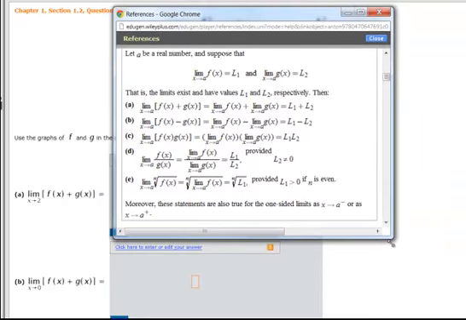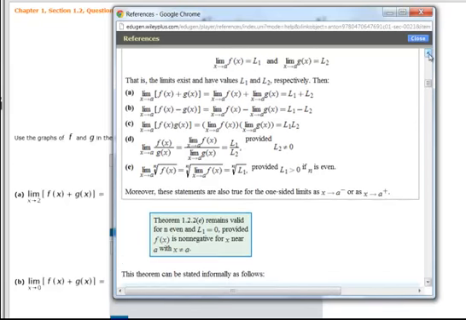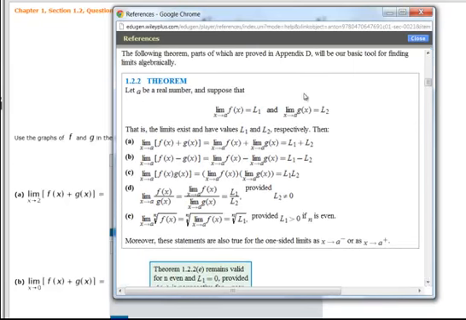And I want to bring back this listing from the text, which we actually did not get a chance to go over in class on Friday. But basically it's saying that the limit as x approaches a of the sum of two functions is the sum of the limits of those individual functions. So again, the limit of the sum is the sum of the limits. Here, the limit of the difference of two functions is the difference of the limits.